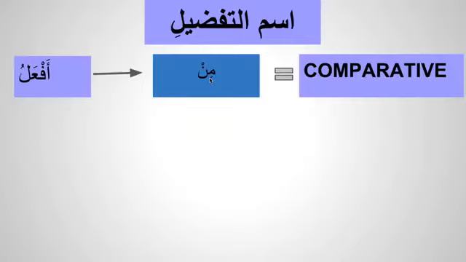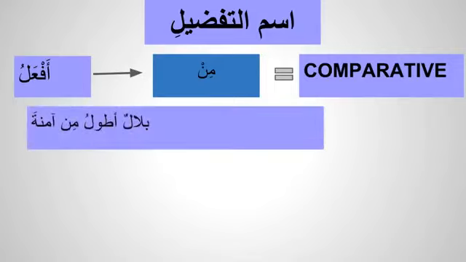Normally we know min is a harf jar, which means from, but here in this ism tafdeel pattern where we compare, it has the meaning of than, like how we said Hamid is taller than Bilal. So min replaces than in Arabic. For example, Bilalun atwalu min Aminata, Bilal is taller than Aminata. See, min Aminata. After min there is always an ism majroor.